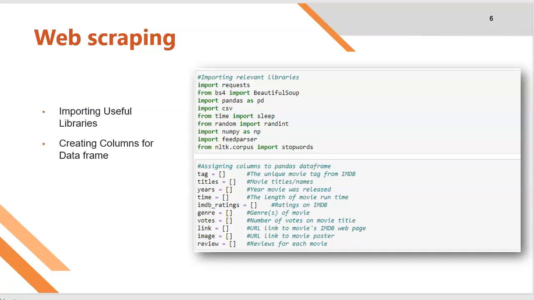Thank you, Monika, and welcome to the web scraping section of this project. My name is Emeka Thompson, and I'm the programmer. To scrape data from IMDb, the first thing to do is to import our useful libraries. So we import requests, Beautiful Soup, pandas, CSV, feedparser, and stopwords. Next, we create columns for our data frame. Here, we've created 10 columns.